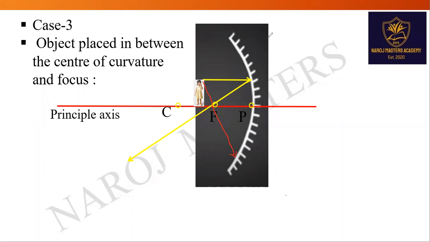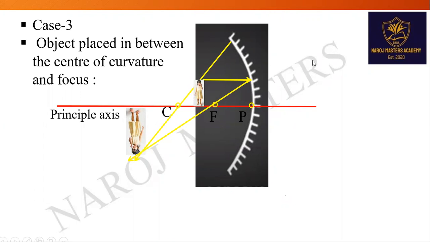So if you pass the light rays through the center of curvature, it will move like this, and the reflected light rays meet at this point. The point at which the actual intersection of reflected light rays occurs, at that point we will get our image. So this is our image. Now look here. What is the difference between object and image? The object is smaller in size and the image is larger in size.